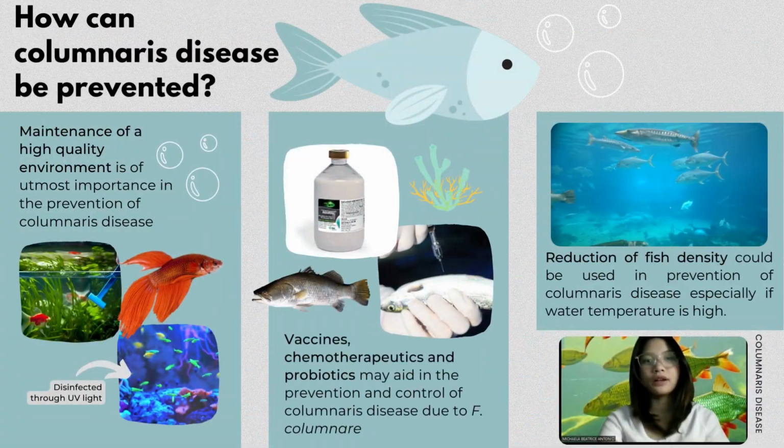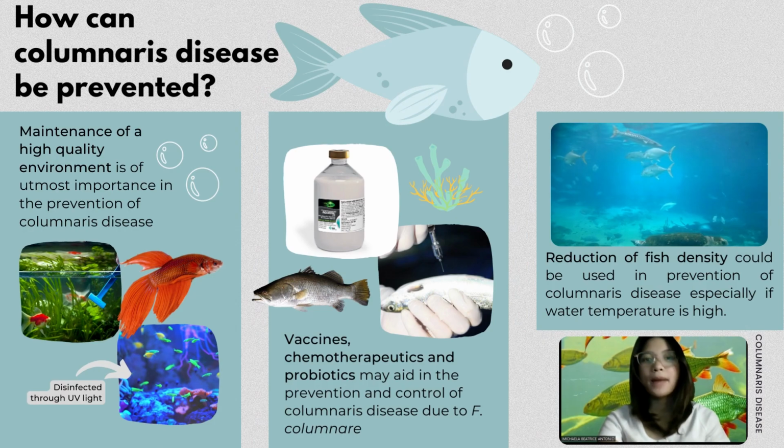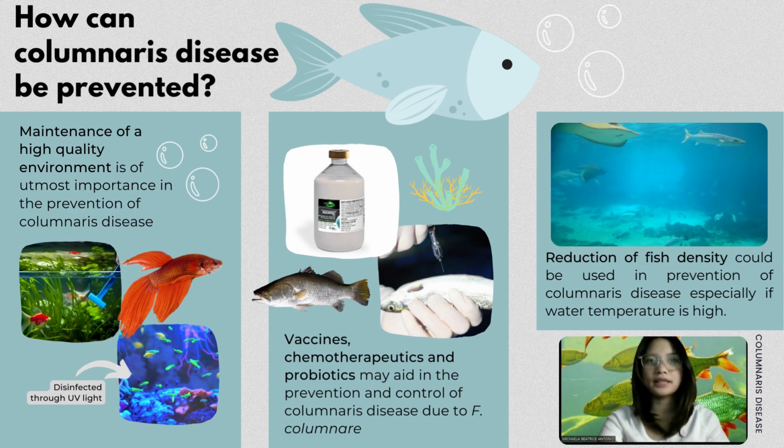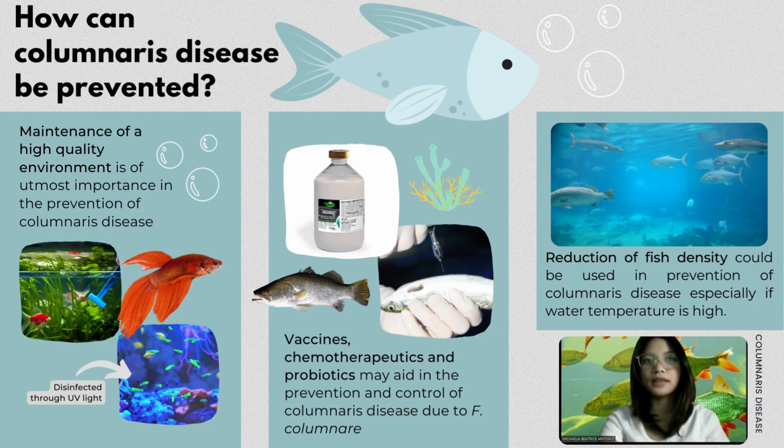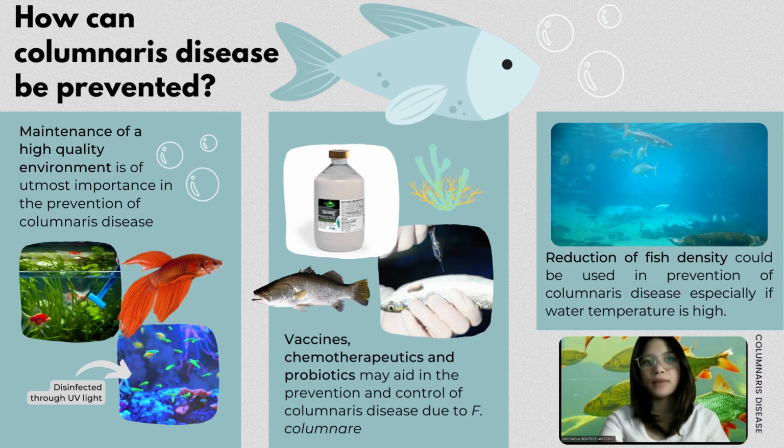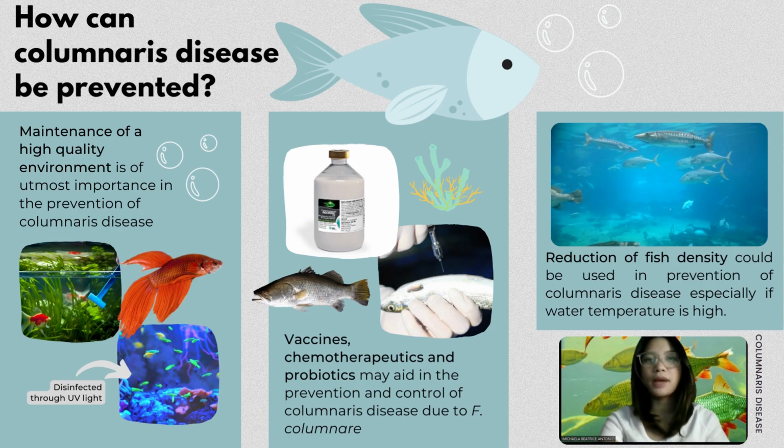So how can the columnaris disease be prevented? Management and maintenance of a high-quality environment is of utmost importance in the prevention of columnaris disease. According to Cunningham et al., production variables such as pond depth, ammonia levels, and feed consumption were associated with columnaris disease outbreaks. This may also help identify at-risk aquaculture prior to disease outbreaks if monitored. Avoidance of exposure to the disease may also be accomplished by using UV disinfected water supplies.